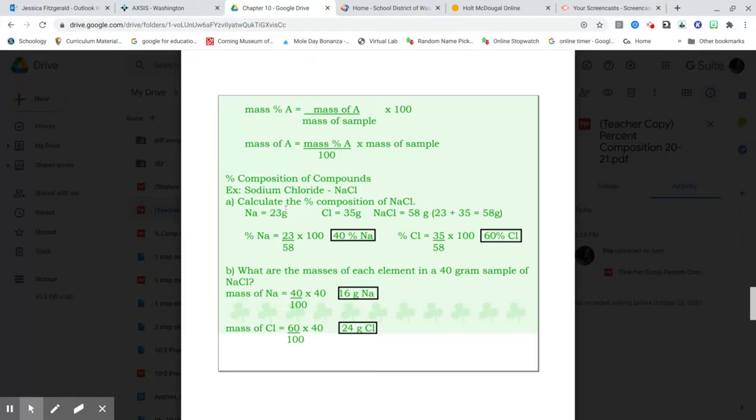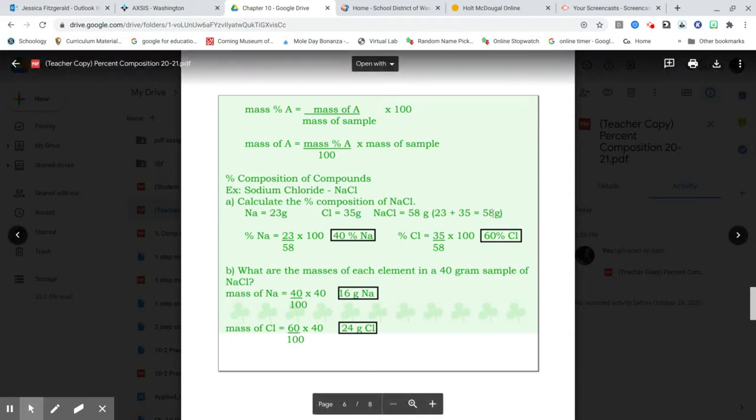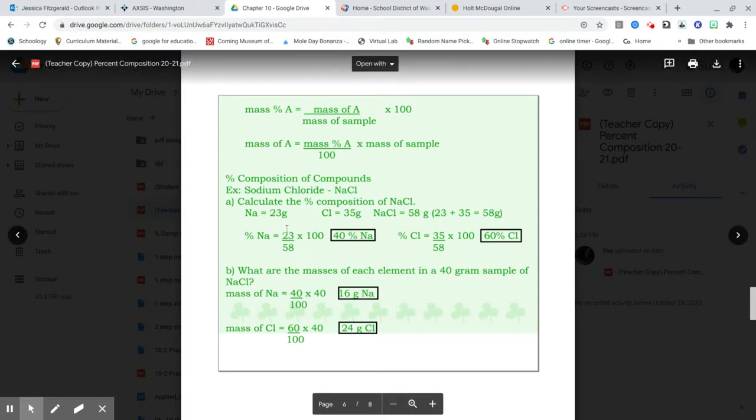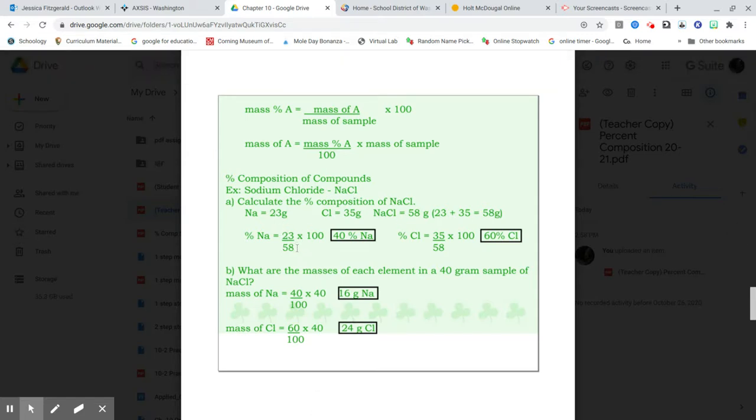And since I'm not given masses, I go to my periodic table. Sodium has the mass of 23 grams. Chlorine has a mass of 35. Again, I'm rounding them to the nearest whole number. So when I find my total of all of my elements, the compound's mass is 58 grams. To find your percent of sodium, I take my mass of sodium, which is 23, divided by my mass of my compound, which is 58. So 23 divided by 58 times 100, you get 40% sodium.